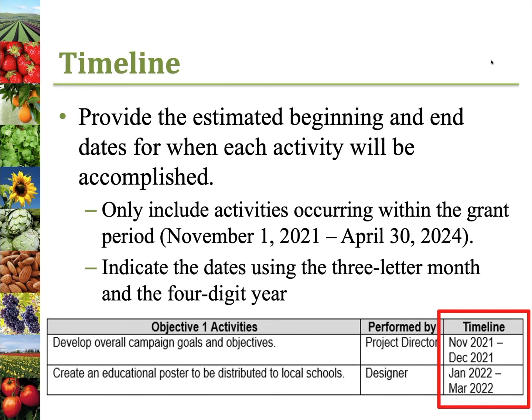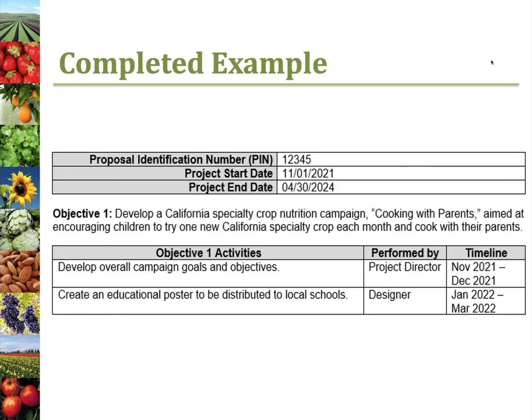In the timeline column in the table, provide the estimated beginning and end dates for when each activity will be accomplished. Only include activities occurring within the grant period and indicate the date using the 3-letter month abbreviation and 4-digit numerical year as shown in the example. This is an example of what a completed project objective and work plan template might look like. Remember, as mentioned previously, that the completed template may not exceed 5 pages.